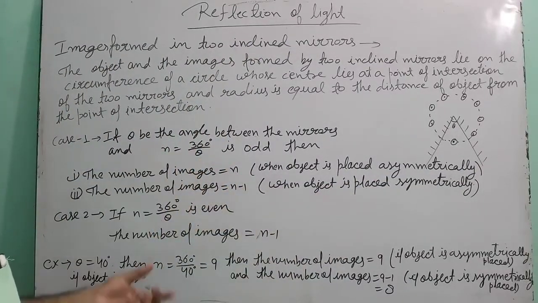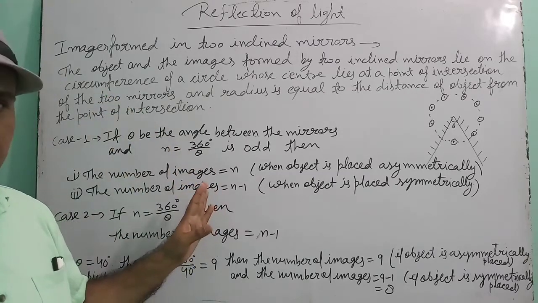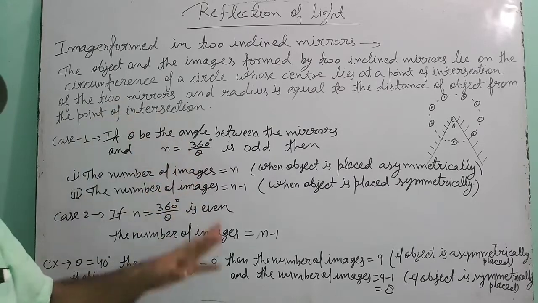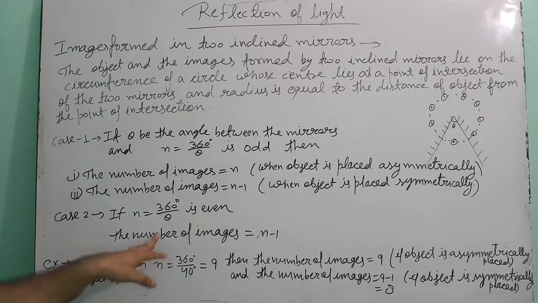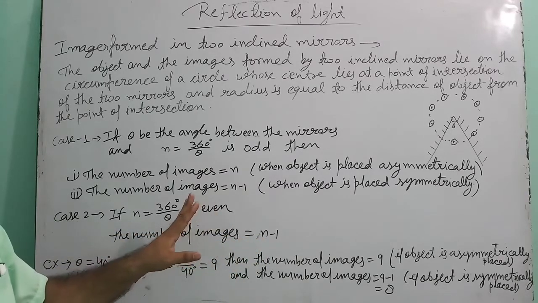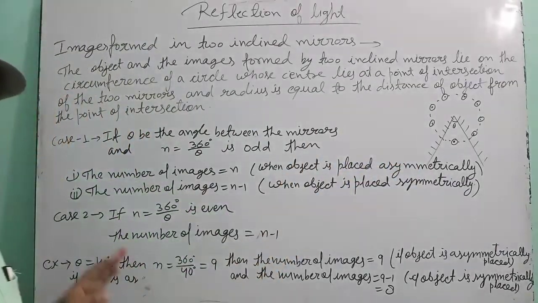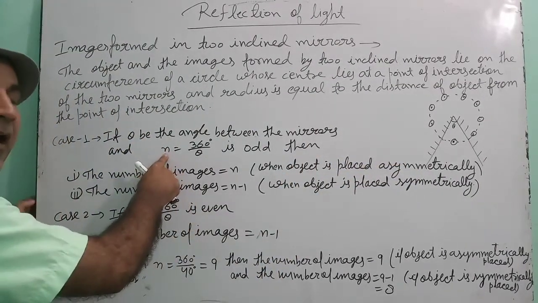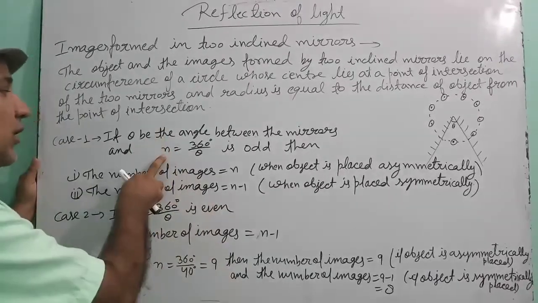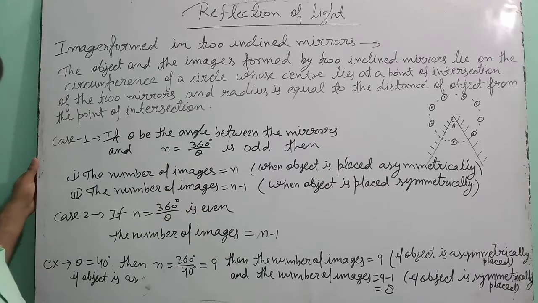But in the second case, if 360 degrees upon theta is even, then n minus 1 will be the number of images, no matter whether the object is kept symmetrically or asymmetrically. If the value of n is even, then the number of images will be n minus 1, either way.